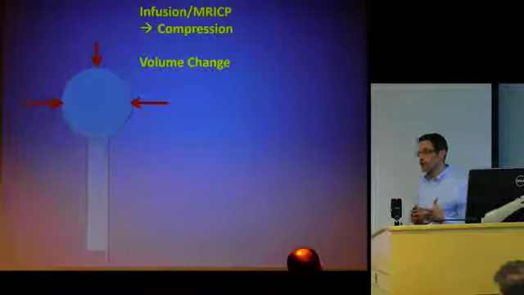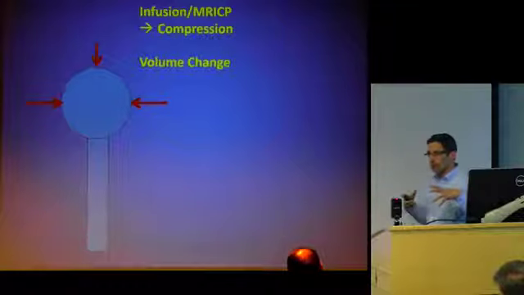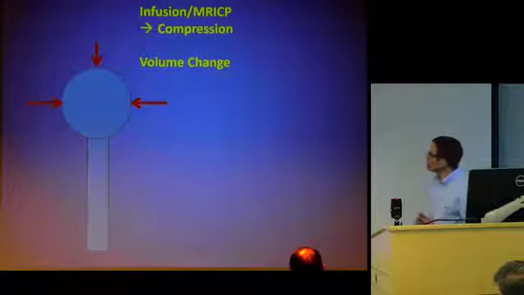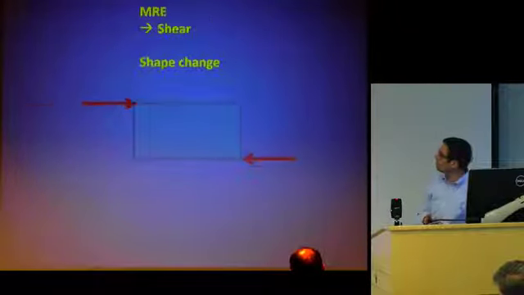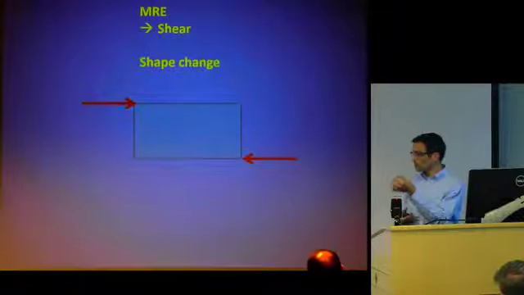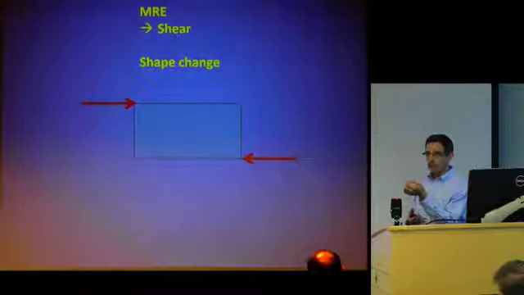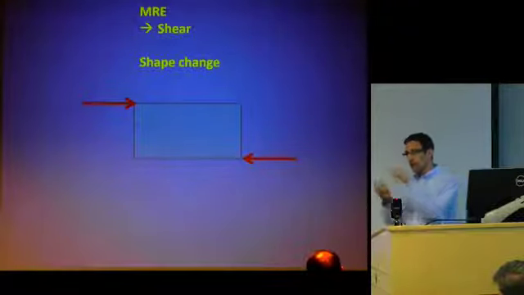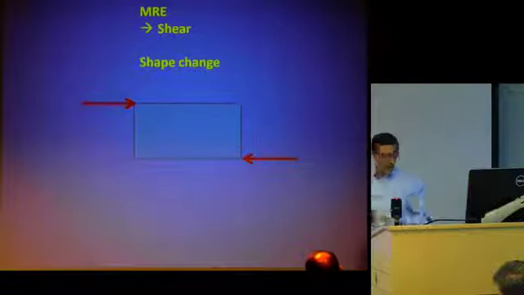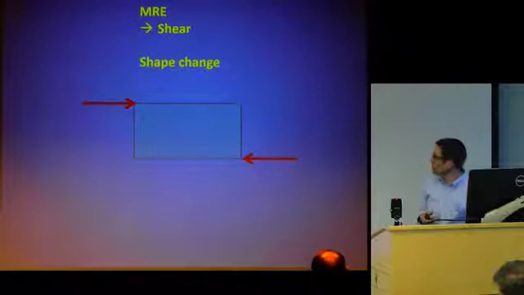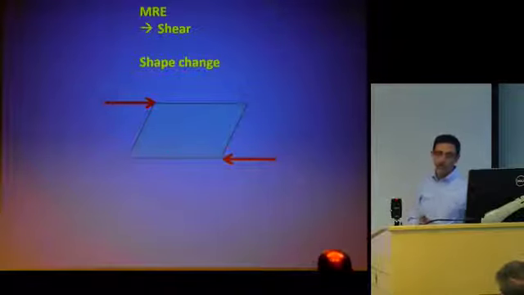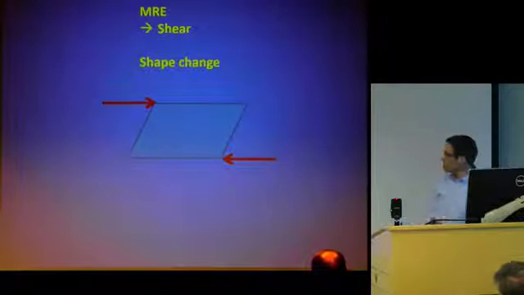When you do an infusion test, you're essentially compressing the system. You're putting volume into the system, and you're asking, how does the pressure change? You're looking at volume changes, at compressibility of the system. The brain, for the most part, if you look at it on the pixel level, is not compressible. It's mostly water. The easiest thing we can do is shear. It's much easier to shear a system than to compress it when it's basically a water-based system. So what you for the most part look at in elastography is shear compression.